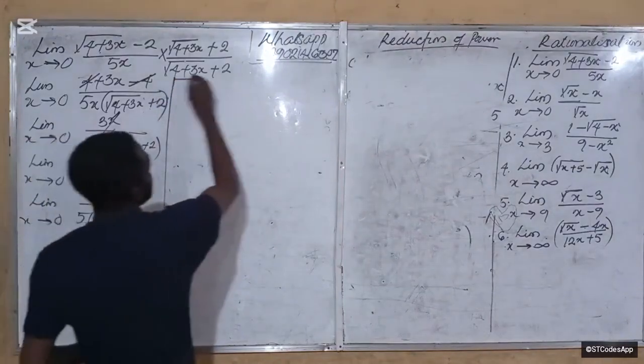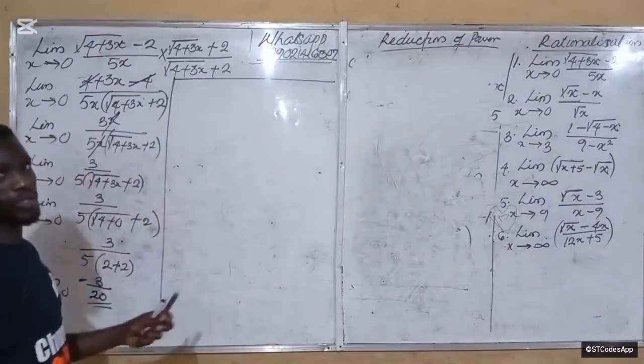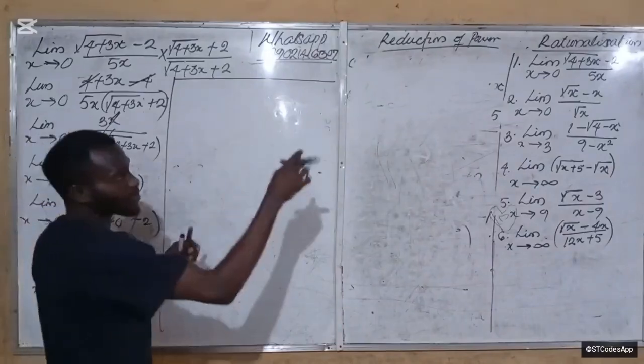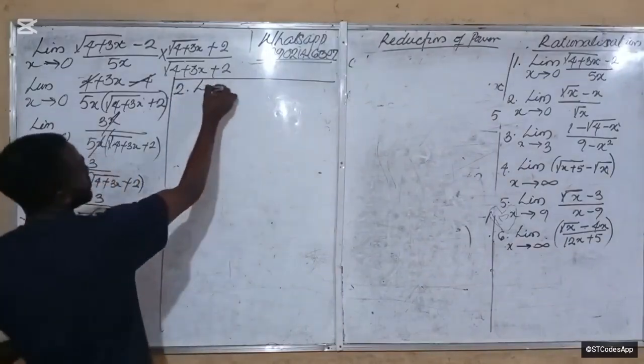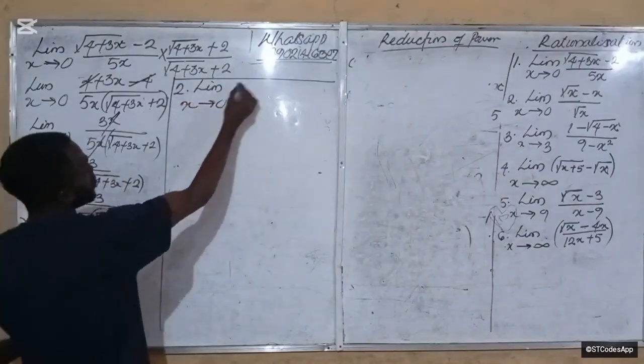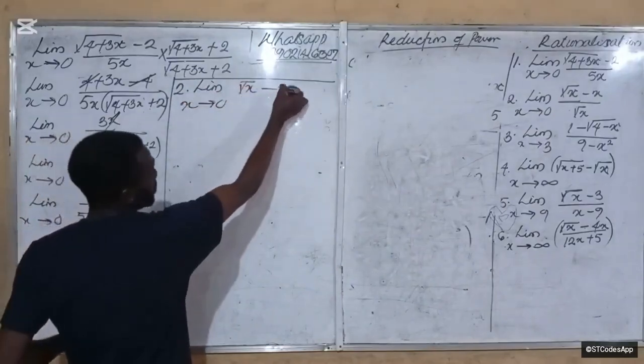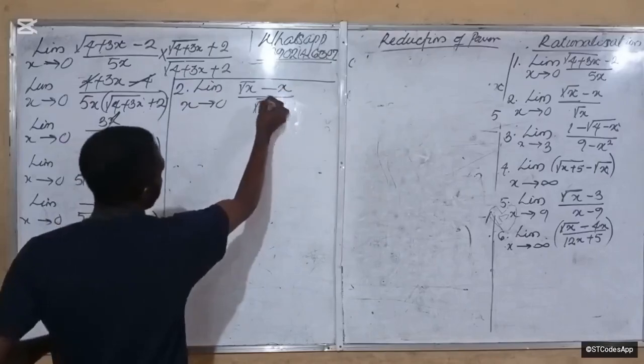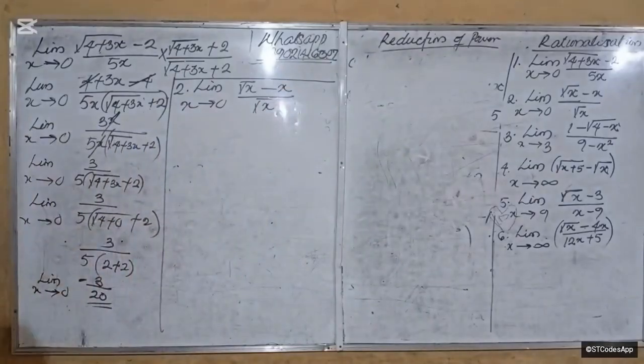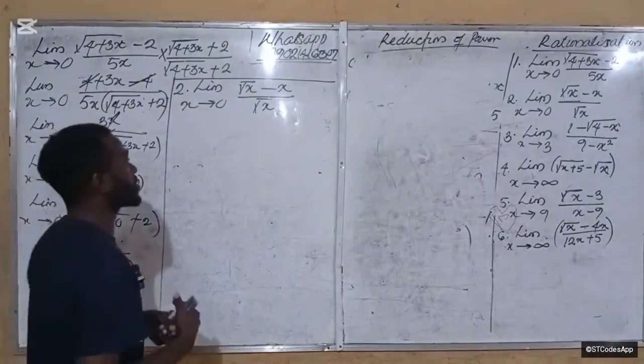Okay, so number two is short, so it should be short too. I mean it's small, so it shouldn't give us a problem. The limit as x approaches 0 of root x minus x, all over root x. So what do you want to do from here? Rationalize the same way. Very simple.